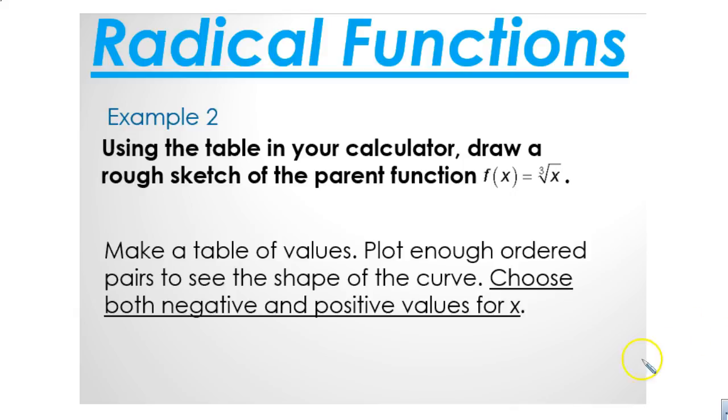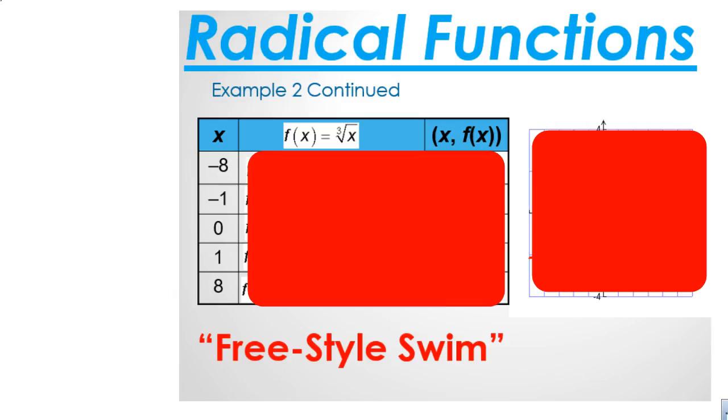The next radical function we want to look at is the cubed root function. We're going to do the same thing. We're going to put it in our calculator and get enough ordered pairs to get a general shape. But this time, negative numbers are okay, because you can take the cubed root of a negative number. The cubed root of -8 is -2 because -2 to the third power is -8. We don't have the limitation of no negatives here like we do with square roots.